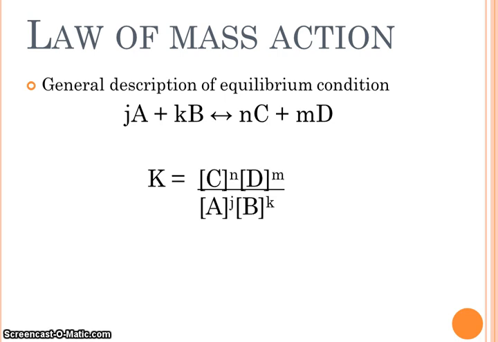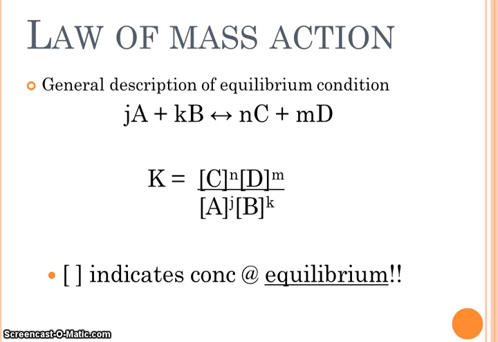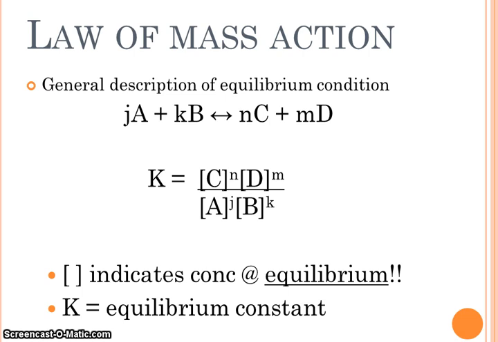Now the law of mass action that we would write for this particular equilibrium system looks something like this. We've got a capital K equals the concentration of C to the N times D to the M over the concentration of A to the J times the concentration of B to the K. Notice that the products are in the numerator and the reactants are in the denominator. We're dealing with concentrations, and we're going to raise the concentration of each of those substances by the coefficient in the balanced equation. Now the brackets indicate the concentrations when the system is at equilibrium, and we refer to K as the equilibrium constant.